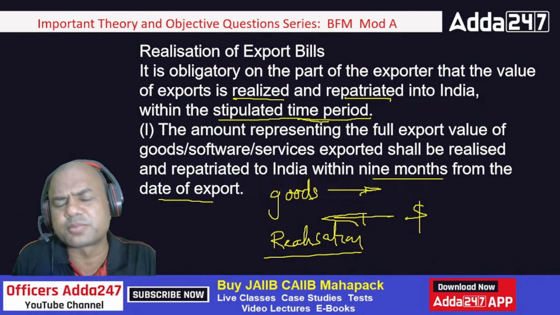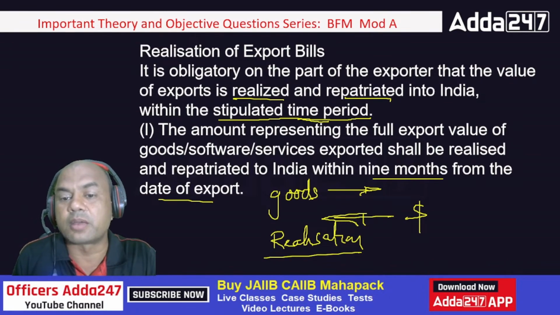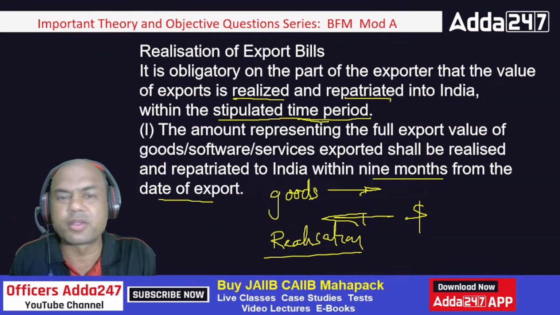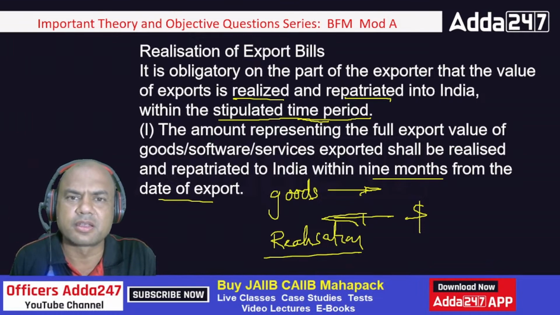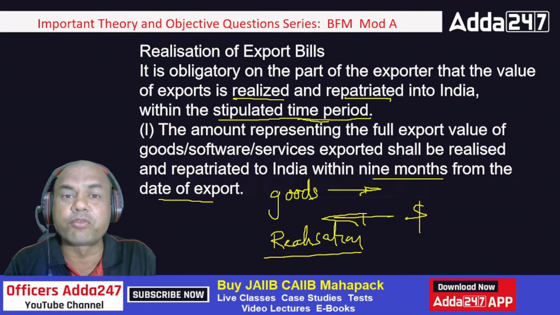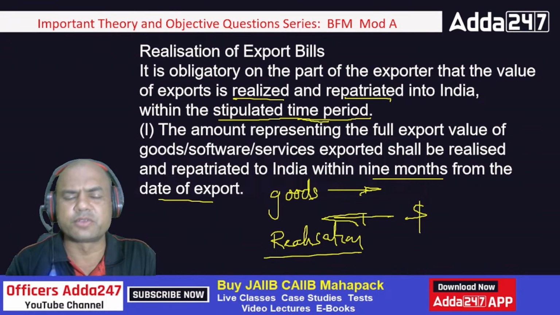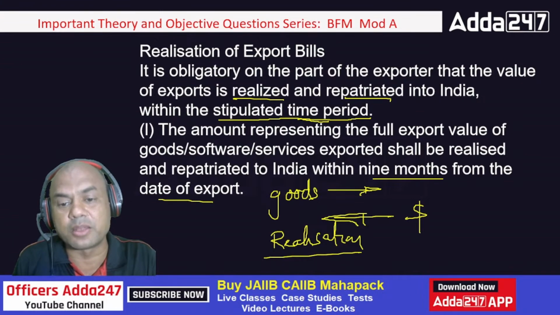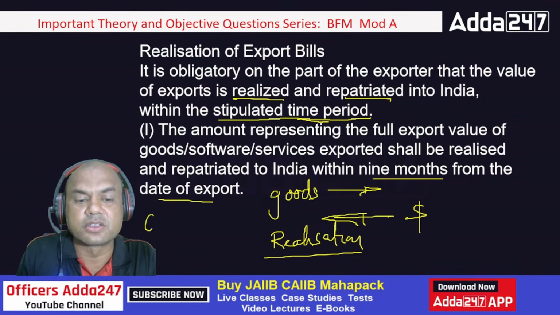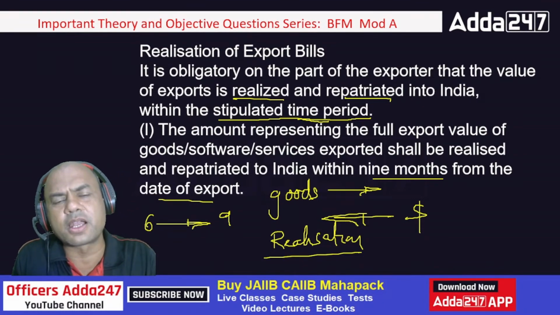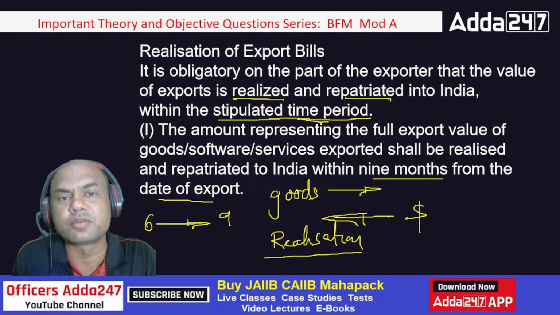Earlier it was 6 months, but during COVID, RBI changed this. RBI said, okay, not to worry, because during COVID there were many problems, isn't it? All the exports were down. Even people were very much afraid of the future. So that's why RBI extended it to 9 months. Earlier it was 6 months, so this 6 has moved up to 9. From this period it should start, so within 9 months the realization should come back.